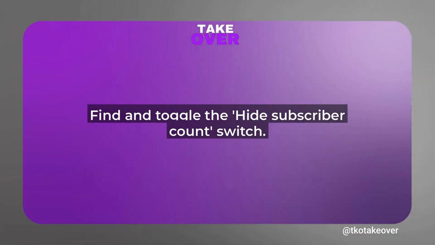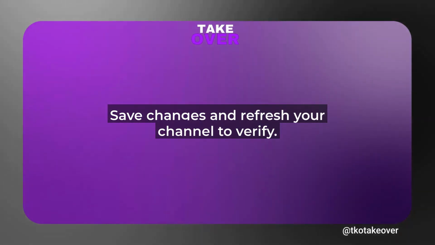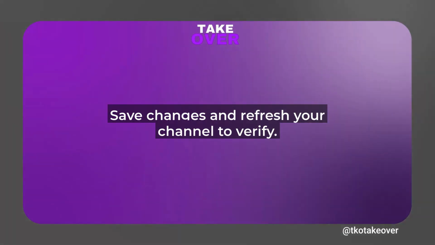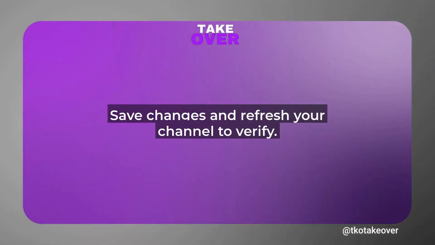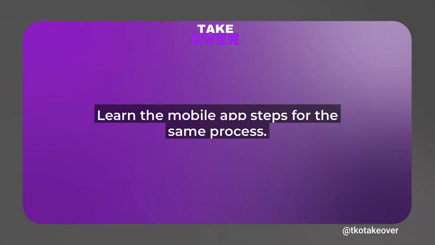Now, to verify, go back to your channel page and refresh it. Your subscriber count should no longer be visible to the public. If you're using the YouTube mobile app, the process is similar. Tap your profile icon, go to Your Channel, then Settings, and look for the same privacy options.